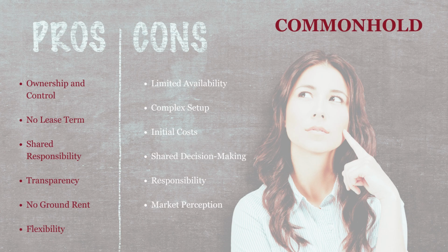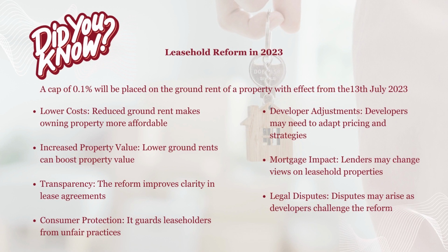I hope this exploration of property ownership in the UK has cleared any doubts you might have had. Now, let's delve into an intriguing curiosity. Did you know that in January 2023, it was announced that the leasehold system would be abolished completely? However, this plan has undergone a change. Instead of complete abolition, significant reforms will be implemented. These reforms include: a cap of 0.1% is to be placed on the ground rent of a property with effect from the 13th of July 2023.